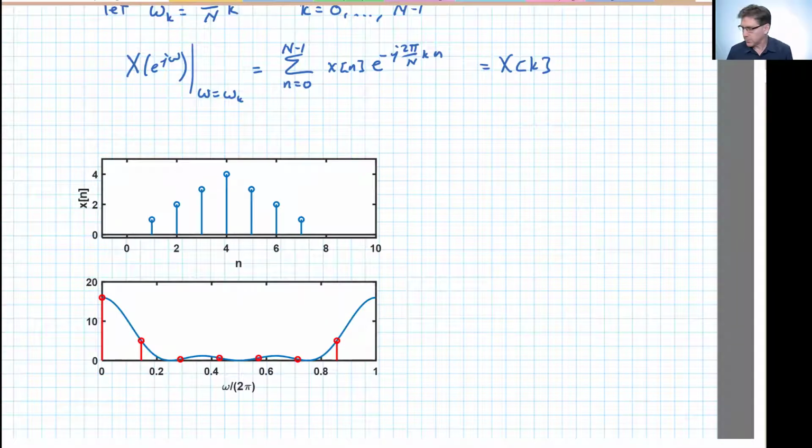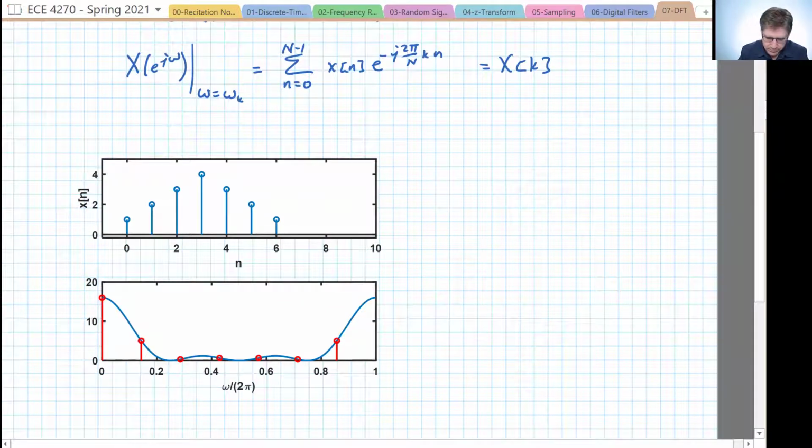So here's an example I just cooked up in MATLAB of a simple sequence that is 7 points long. In the upper window is the sequence, and in the lower window, we see the DTFT in blue and the DFT of that same sequence in red. One thing to notice here, the axis is normalized to 2 pi in the lower part because it's easier to understand.